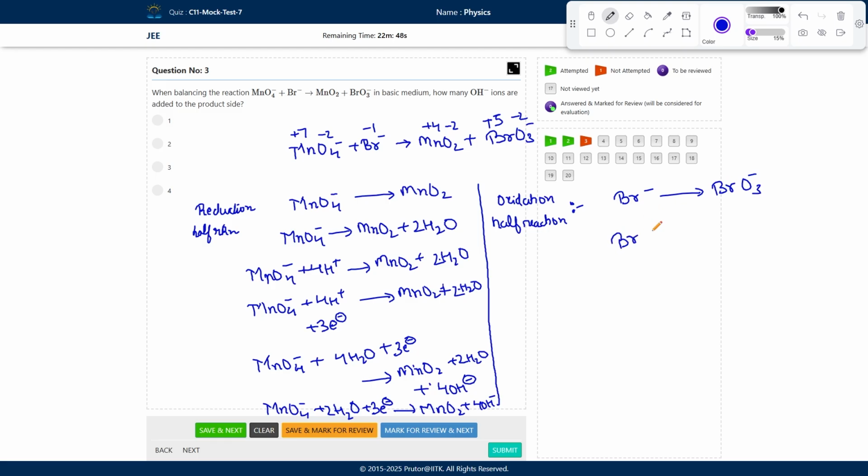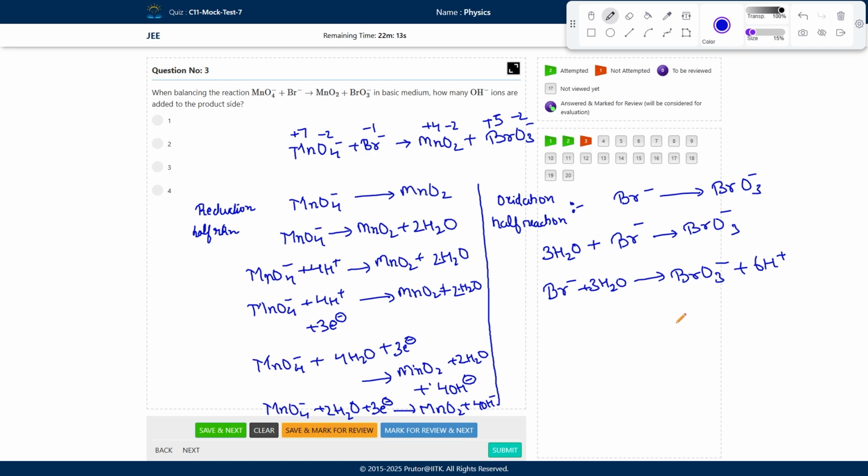So again here bromine is already balanced, so we need to balance oxygen. There are 3 less oxygens on the left hand side, so I will add 3H2O on the left hand side. Our next thing is to balance hydrogen. For that you will add 6H plus on the right hand side, because 6 hydrogens are present on the left hand side. So 3H2O, BrO3 minus plus 6H plus. Right, so this is correct.